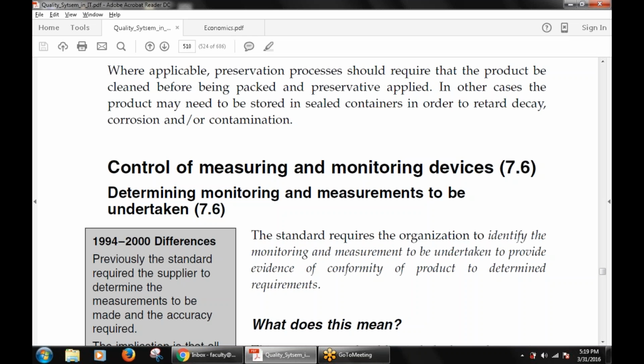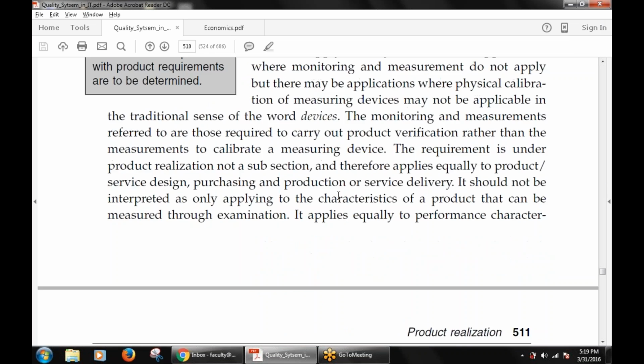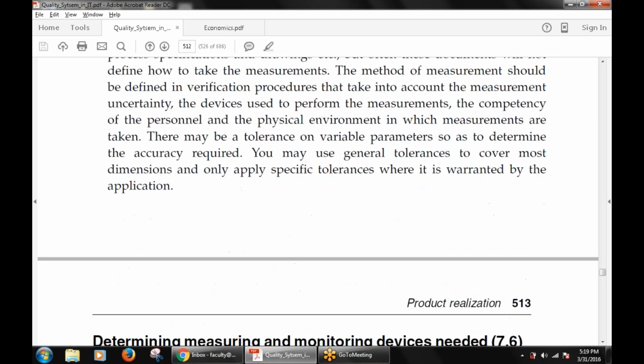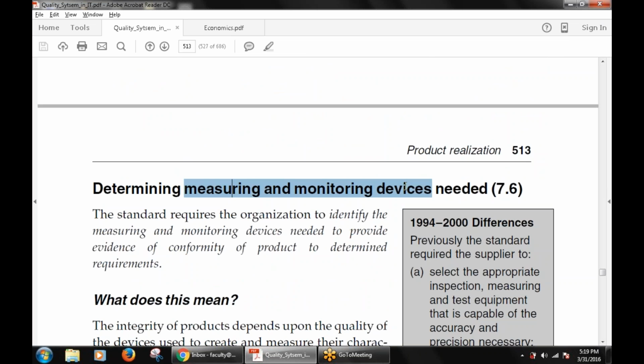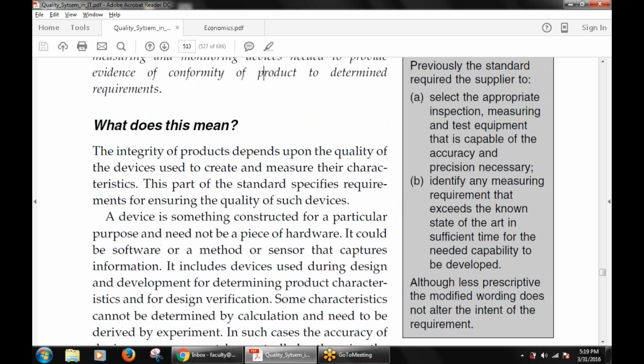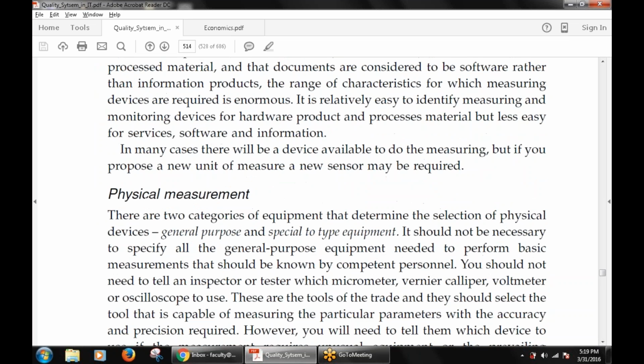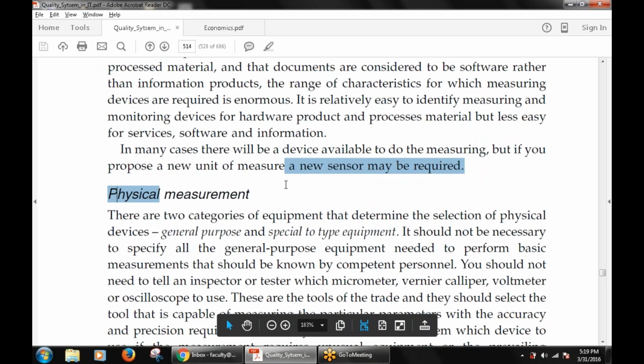Now, next is control of measuring and monitoring devices. That is one of the various controls that will be available for the measuring and monitoring devices. How can we control them? These are the various phases that lead to the process approach principle. Then how to determine the measuring and monitoring devices needed. What are the various needs that will be available for this? The first one is the physical measurement.